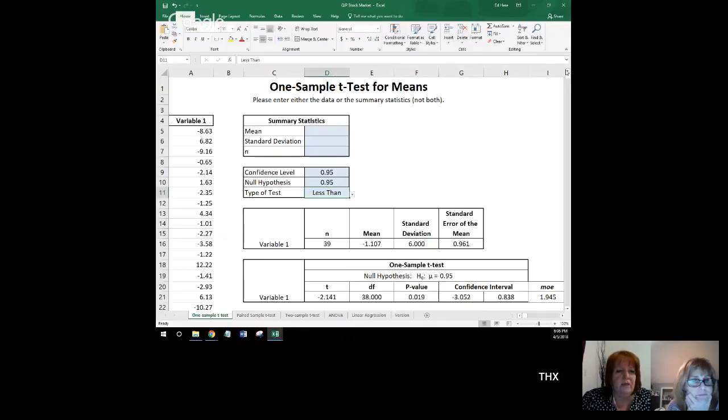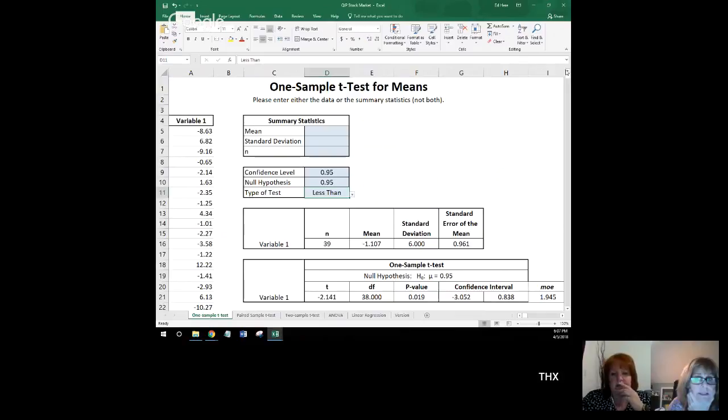So this is QIP and these are rates of return. You got the 5 and 6. And it's a single sample, right? Because we only have the one set. It's a quantitative inference procedure in Excel. Okay. So it's a one sample t-test. One sample t-test.